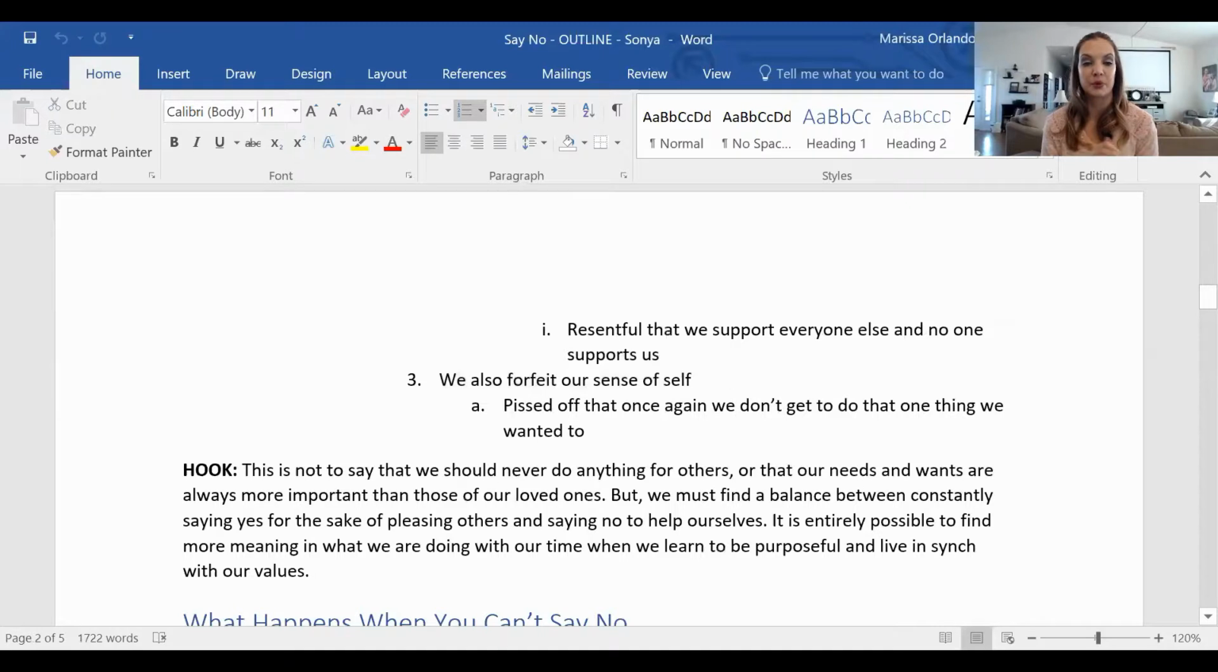Boom, we're hooking them. "That's not to say we should never do anything for others or that our needs and wants are always more important than our loved ones, but we have to find a balance between constantly saying yes for the sake of pleasing others and saying no to help ourselves." Here we go, we're about to bait them, right? "It's entirely possible to find more meaning in what we're doing with our time when we learn to be purposeful and live in sync with our values."